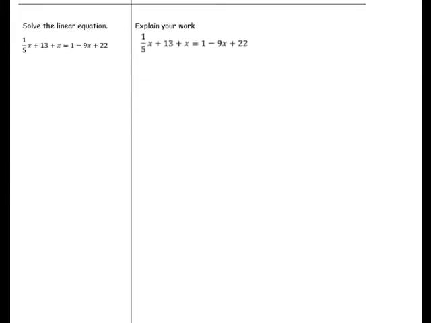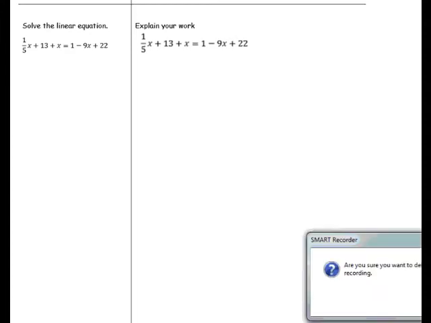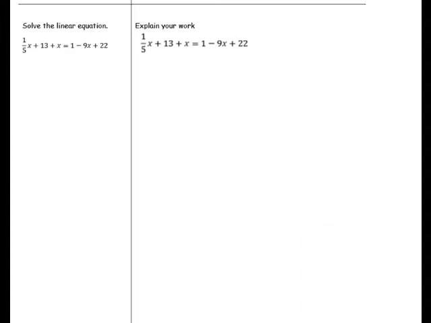Solve the linear equation and explain your work. First, take a minute and copy the equation on the right side of your paper. The purpose of this problem is to use the properties to simplify before you solve. Is there anything we can do to the linear expression on the left side to transform it into an expression with fewer terms? Notice that we have like terms, 1/5 x and x.